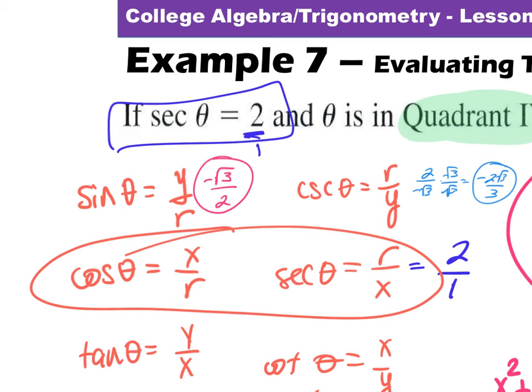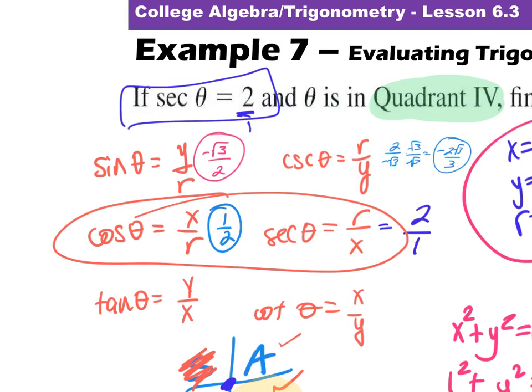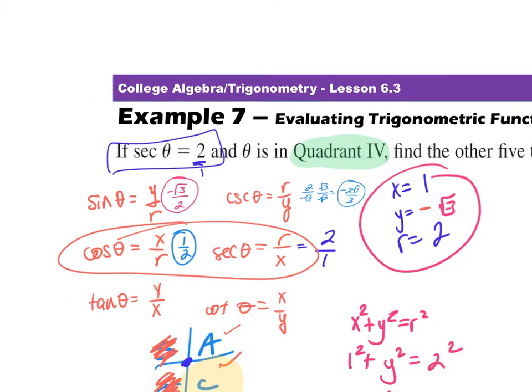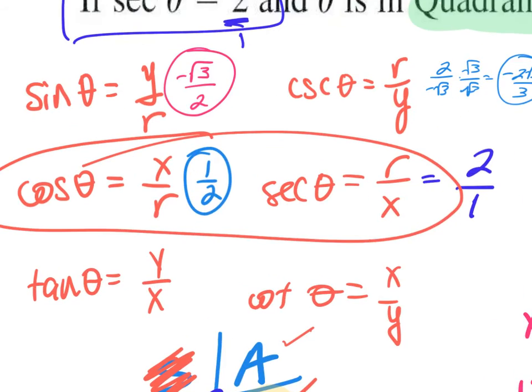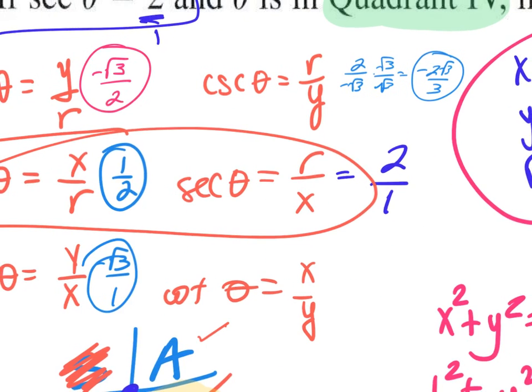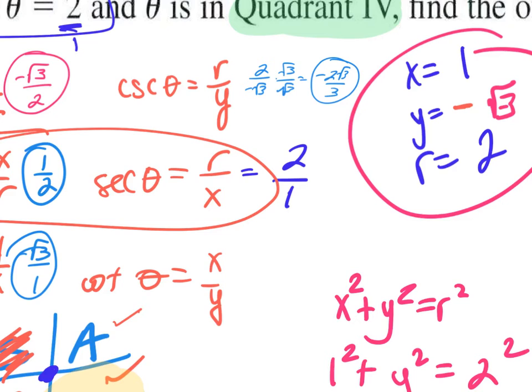I already know what the secant is. The secant is 2 over 1. So what's the cosine? 1 over 2. Good. Tangent is y over x. Well, what's your y value? What's your x value? Negative square root of 3 over 1. So that means my cotangent is 1 over negative root 3. Can I have root 3? Nope. So it's negative root 3 over 3.